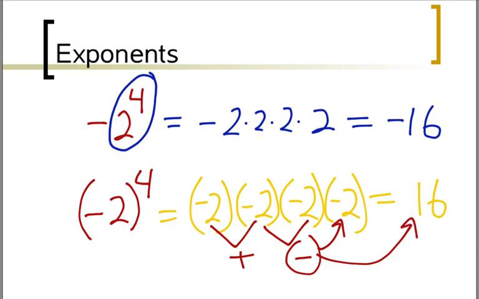Okay, so it is important whether or not the negative sign is inside the parentheses or on the outside, like this first problem. And again, the difference is that in the second problem, the negative sign is actually being part of the power process, being multiplied out 4 times, whereas in the first one, it's just hanging out in front.